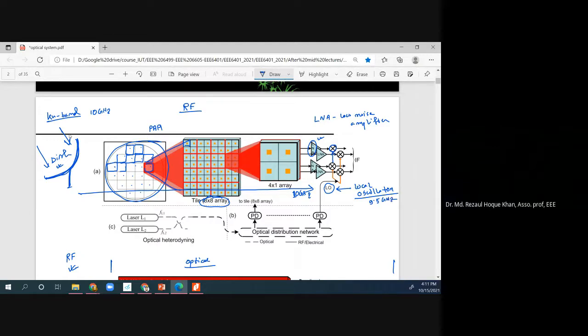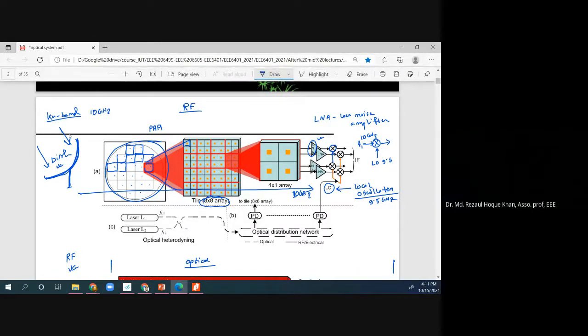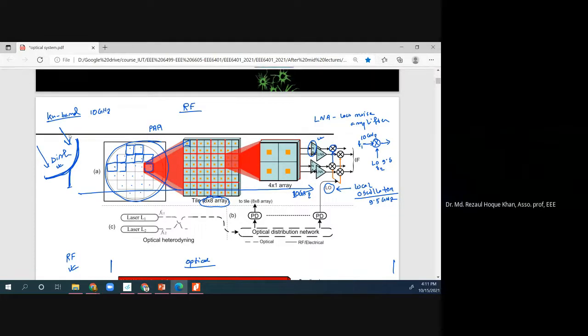This 9.5 gigahertz signal is mixing with the 10 gigahertz signal, isn't it? In this mixer, if I draw it separately, this is a 10 gigahertz signal, and from our local oscillator or LO, I'm generating 9.5 gigahertz. What will be the output from this mixer? For example, this is F1, this is F2. What is the output of this mixer?